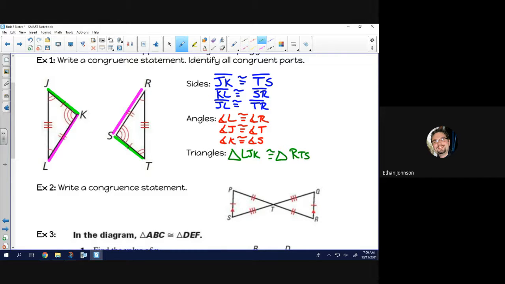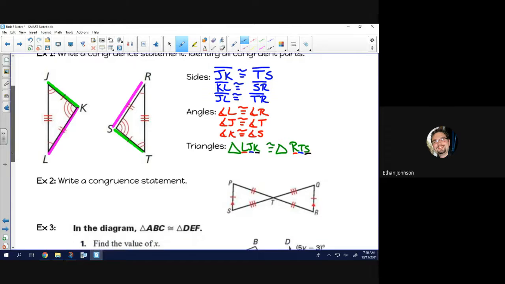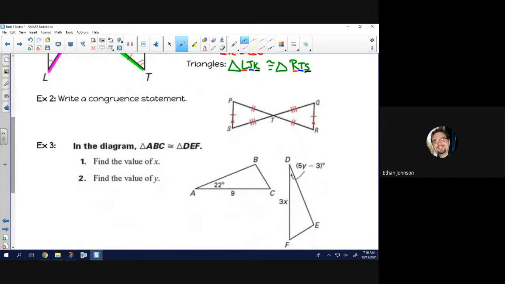If we're given just the triangle congruency statement, I can see that L matches with R, that J matches with T, and that K matches with S. If we say name all congruent parts, we need to name all 6 of these things. However, if we're saying write a congruency statement, we're just wanting to name the triangle congruency.